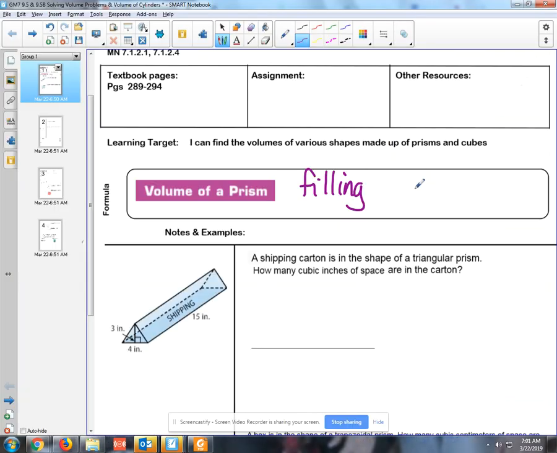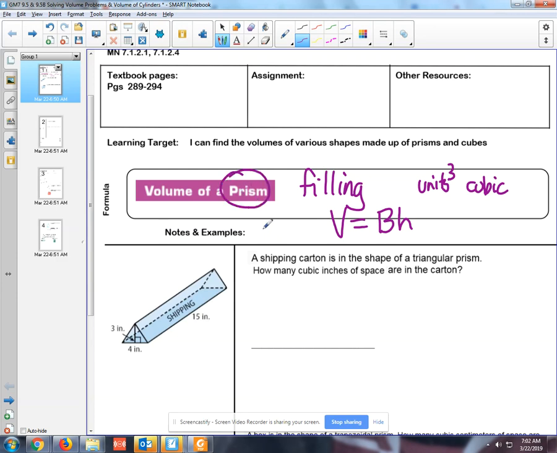A couple of things I'm going to add here. Your units are cubed or cubic, okay? Sometimes we write that as to the third power because it's like little three-dimensional objects. We do have a formula, and if you look on your handy-dandy formula sheet, it's right at the very bottom, and it just gives you capital B times H, mainly because that formula is generic enough. It can work for any kind of prism or any kind of cylinder.